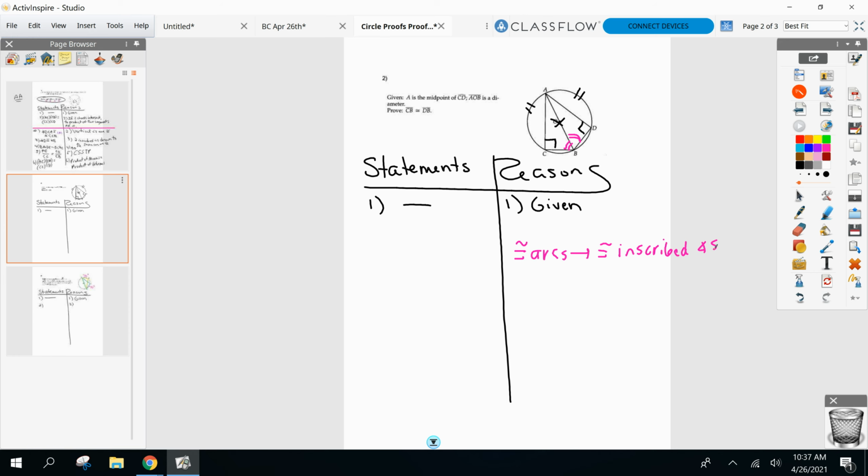Quincy: When you're saying that arc CA and arc AD are congruent, do you have to write something first, or do you just go straight from definition? No, you just say definition of midpoint. That's it. Emma, let's go.